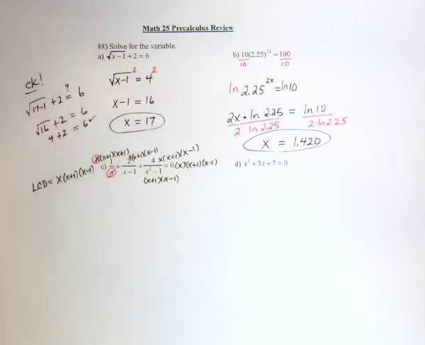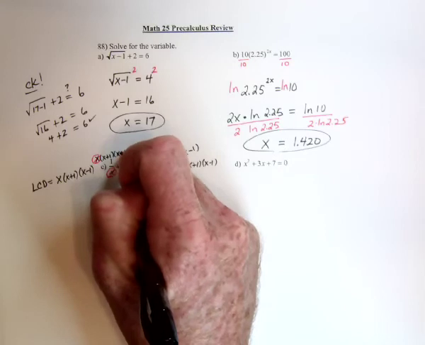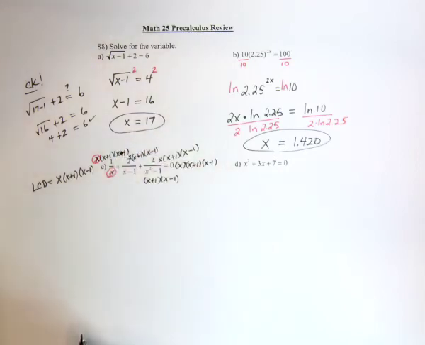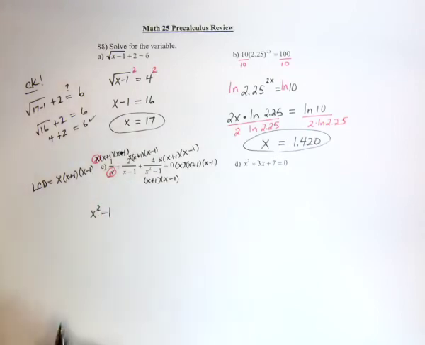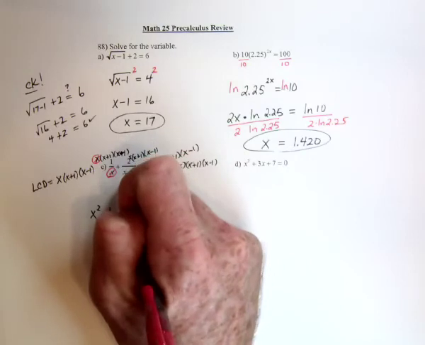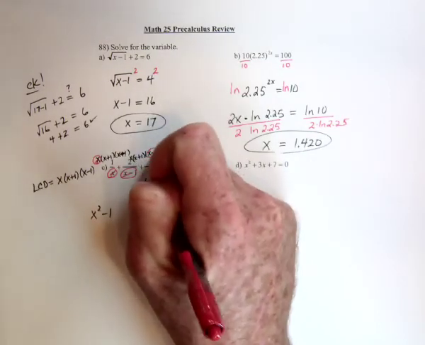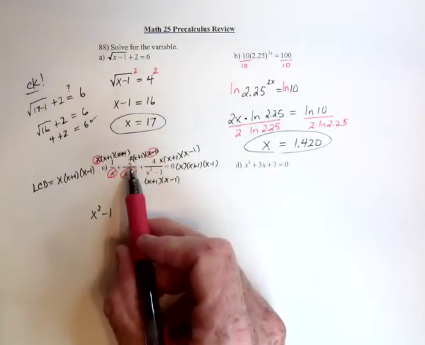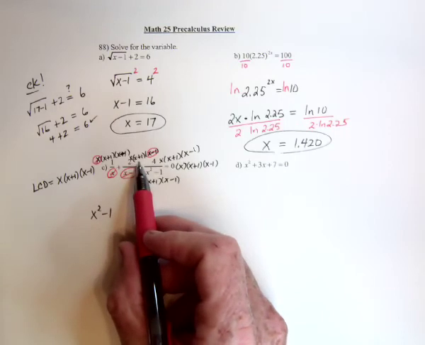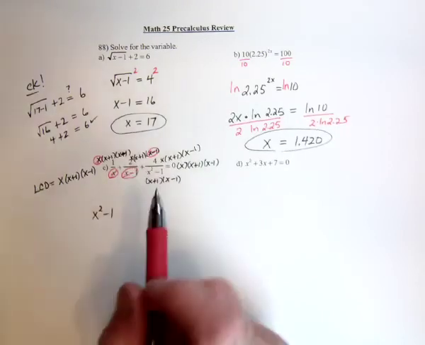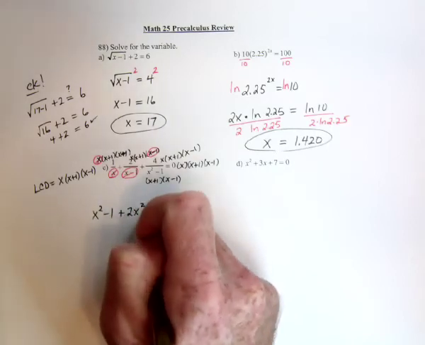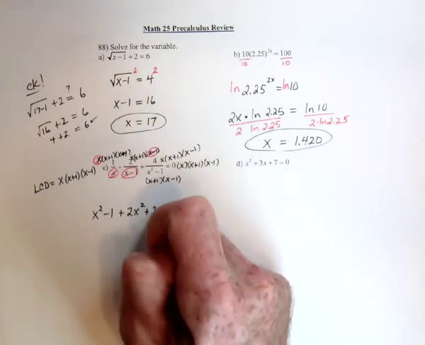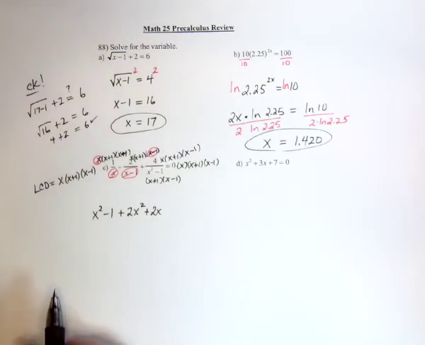minus 1. I said the words, but I didn't write a minus. This is x plus 1 times x minus 1. So when I multiply that out, what's left is x squared minus 1. On this one, x minus 1 will cancel x minus 1. What's left is a 2x that can be distributed to the x plus 1. So that would be plus 2x squared and plus 2x times a positive 1.